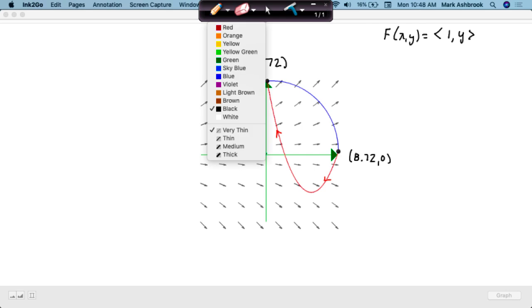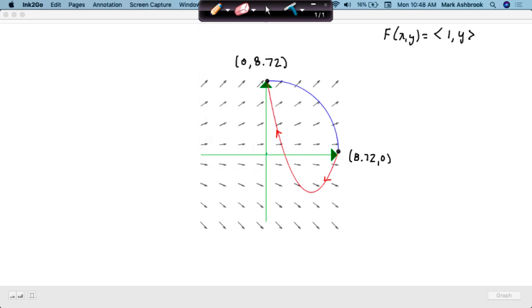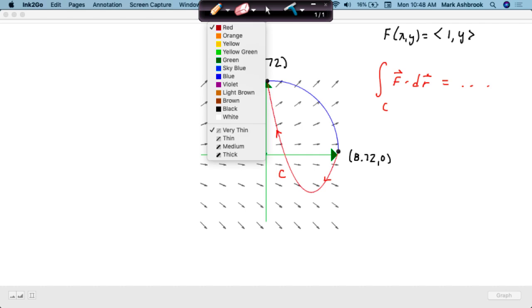So let's see. I could do it in red. So I want the, let's call this C. So let's talk it through. How can I find that line integral along the path C through this vector field F? Any ideas? Yeah, Anna. Okay, why is it going to be the same value?